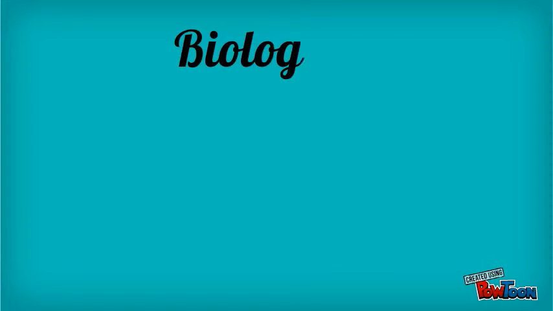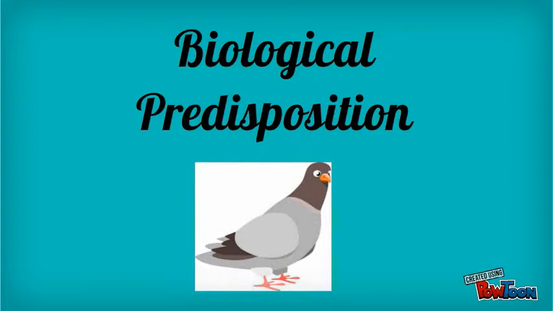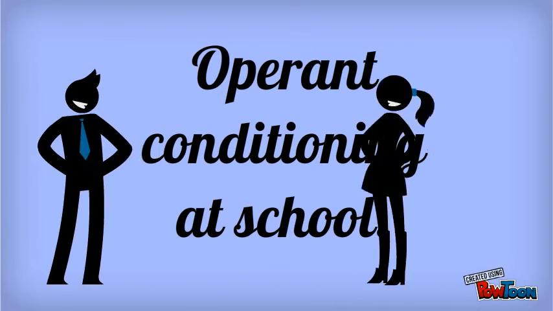An animal's natural predisposition constrains its capacity for operant conditioning. Pigeons, for example, can easily learn to flap their wings to avoid a shock and to peck to obtain food because they fly with their wings and they eat with their beaks. However, when you try to reverse it and they must peck to avoid a shock and flap their wings for food, they struggle. Operant conditioning at school was advocated for by Skinner.